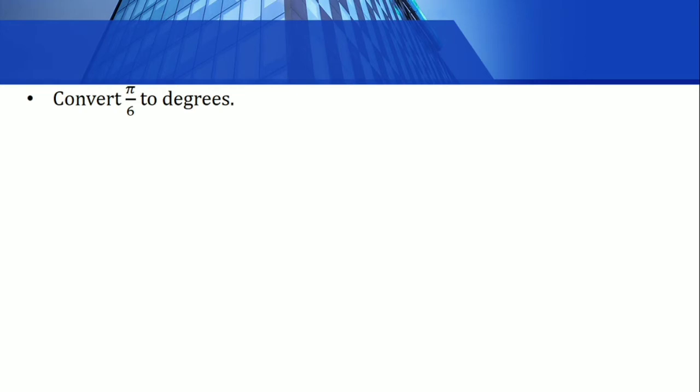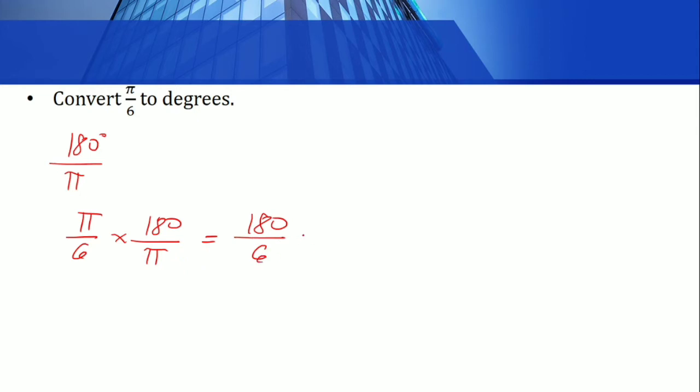So, next, convert naman tayo from radians to degrees. Convert pi over 6 to degrees. Kapag magko-convert naman tayo ng radians to degrees, i-multiply natin ito ng 180 degrees over pi. So, pi over 6 times 180 over pi, that will be equal to 180 over 6, that is 30 degrees.